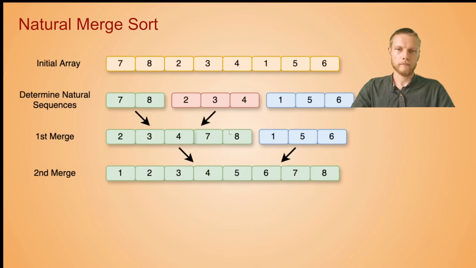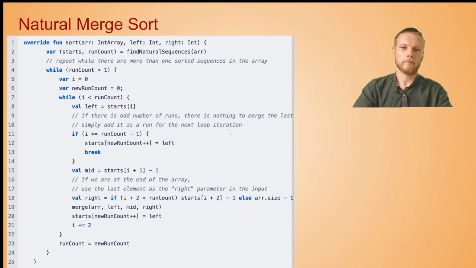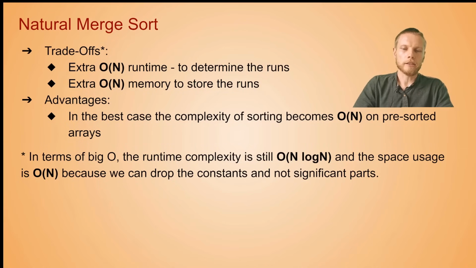And that's it. The code of this natural merge sort is presented here. So first we need to find natural sequences. Then we have those loops. In the inner loop, we go through all identified runs and just merge adjacent arrays together. In the outer loop, we go through the array until there is only one sorted sequence left, which occupies the whole array. There are some trade-offs for this implementation.